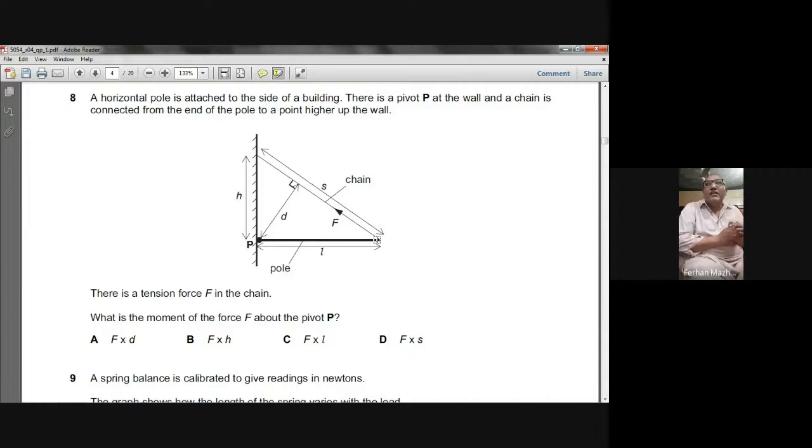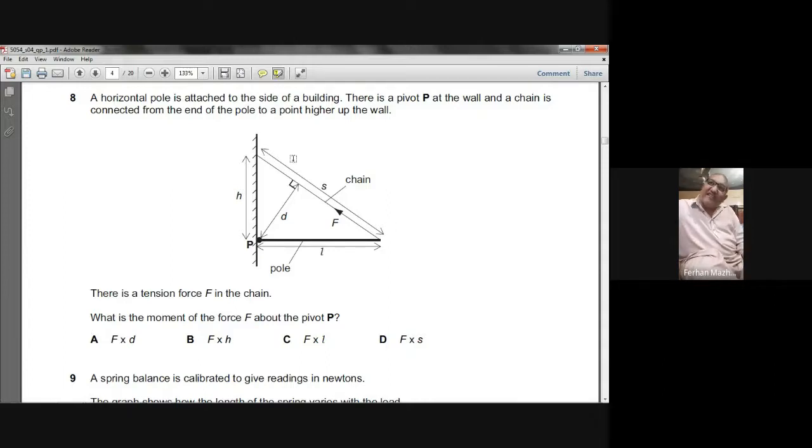There is a pivot P at the wall, and a chain is connected from the end of the pole to a point higher up the wall. There is a tension force T in the chain. Obviously, here in this chain, we will have tension. Tension is also force. What is the moment of the force F about the pivot P?